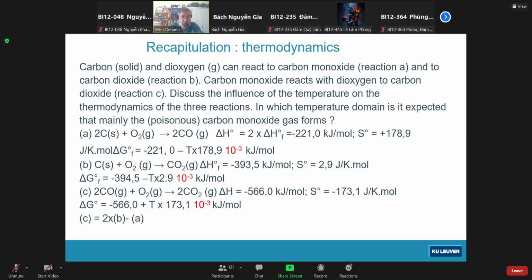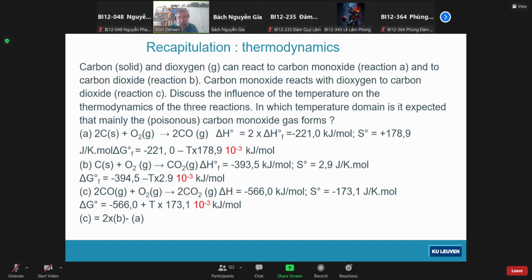Now for burning CO to CO2, you see that the entropy change is actually very small. It's almost 0, 2.9. That means you now have a very flat free energy change. It's negative already quite strongly, but it hardly changes.